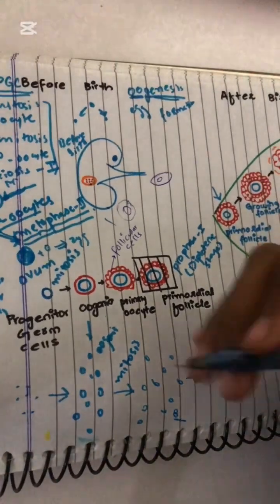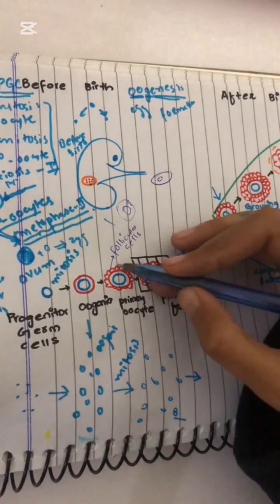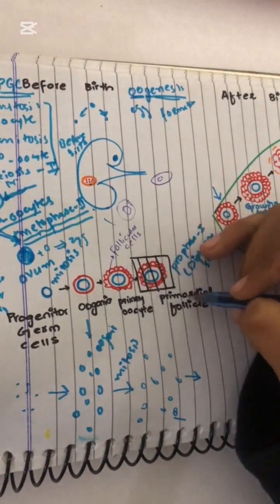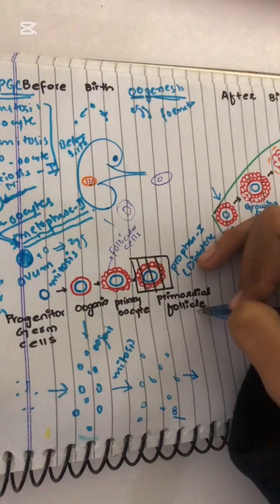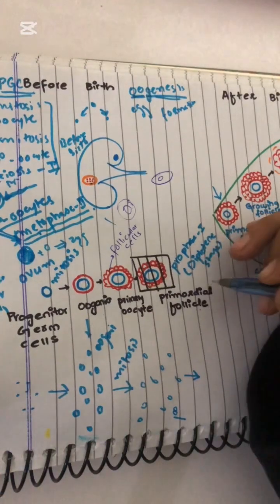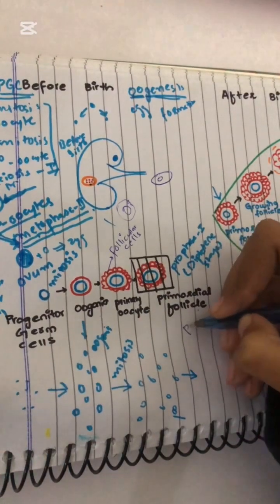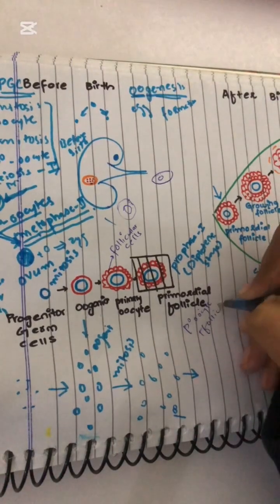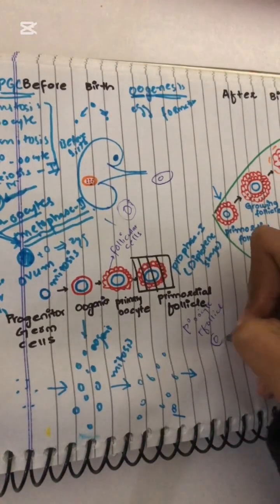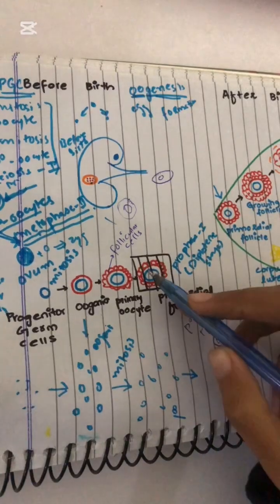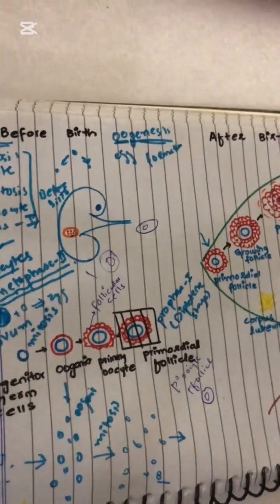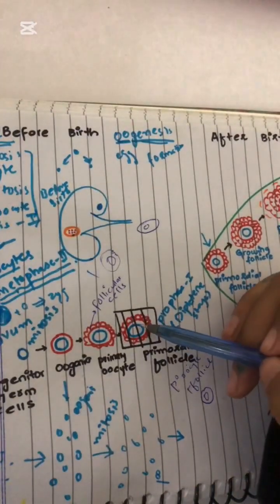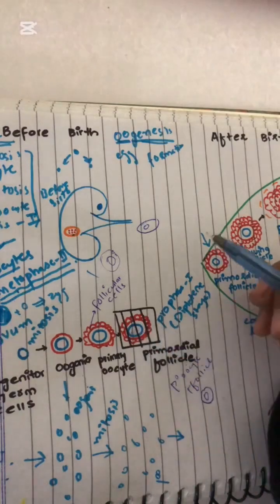Remember, when the primary oocyte is surrounded by follicular cells, then it is called primordial follicle. So primordial follicle is nothing but primary oocyte plus follicular cells. In primordial follicle, the primary oocyte is arrested in the stage of prophase 1.